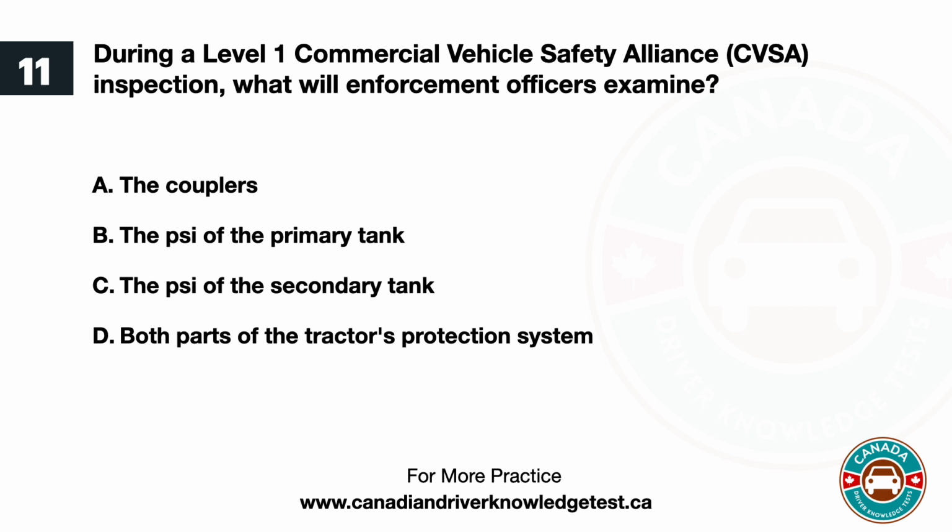Question 11. During a Level 1 Commercial Vehicle Safety Alliance (CVSA) inspection, what will enforcement officers examine? A. The couplers. B. The sight gauge of the primary tank. C. The sight gauge of the secondary tank. D. Both parts of the tractor's protection system. The answer is D. Both parts of the tractor's protection system.